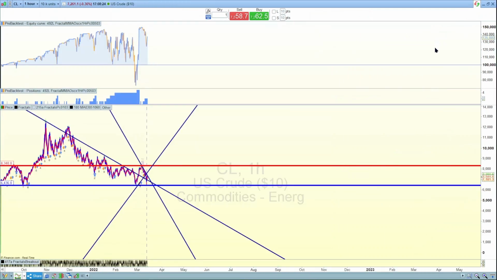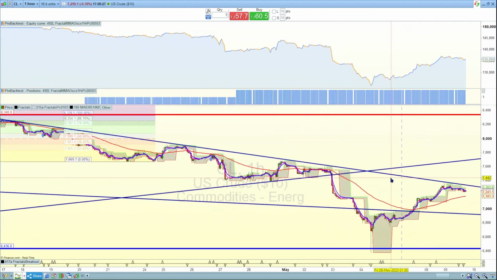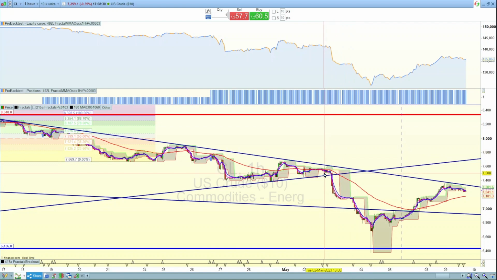On the hourly, I've got this again as a trading idea. If you're going short, wait for the candles to break below the fractals like it did there, like it did back here, there, and so on.